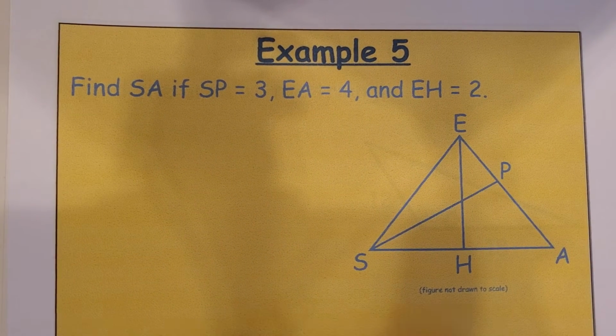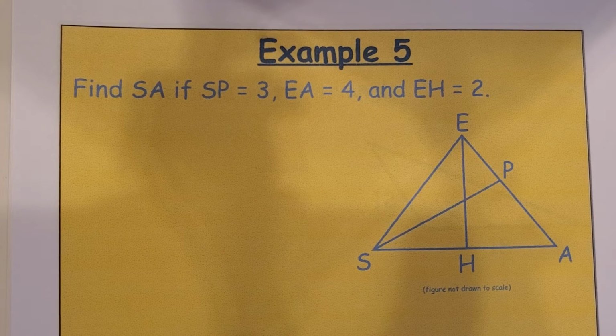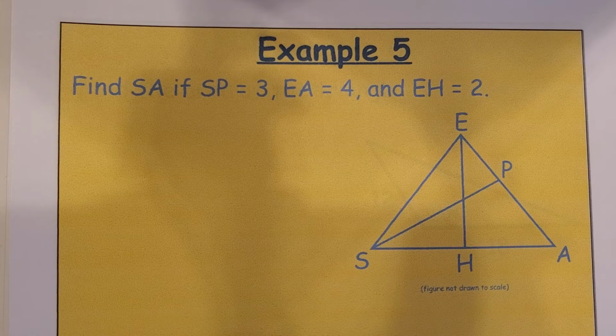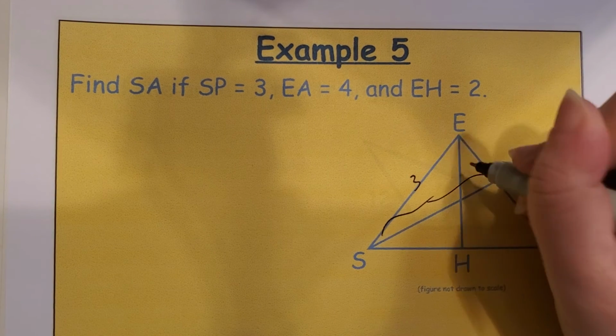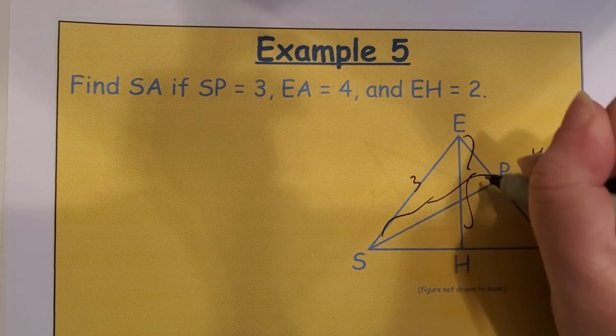Find SA, this length, if SP is 3, EA is 4, and EH is 2. Figure not drawn to scale. Okay? So we have SP is 3, EA is 4, and this EH is 2.